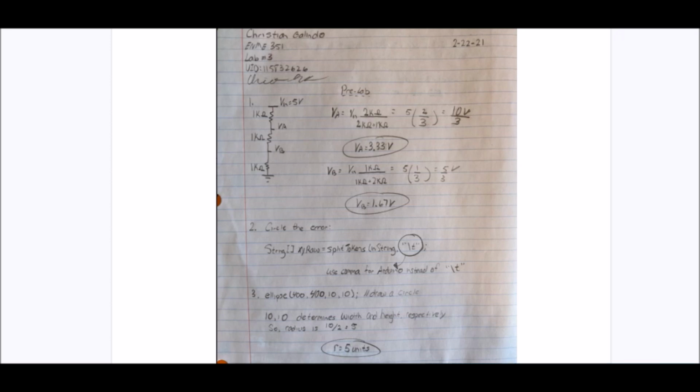First, we will go to the pre-lab questions. For number 1, the voltage at point A is 3.33 volts. The voltage at point B is 1.67 volts. I found these answers using the voltage divider equations.